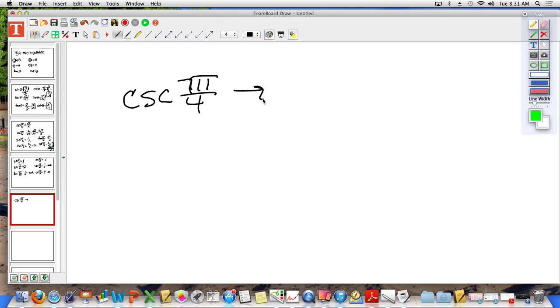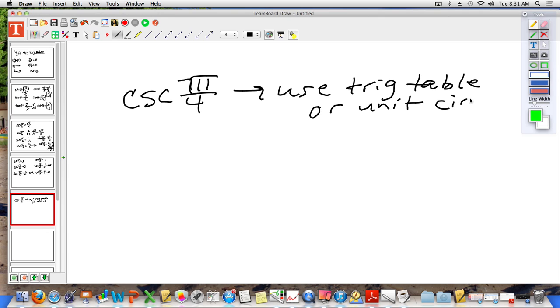So I'm just going to write: use trig table, or you can use your unit circle. All right, but what if I give you something weird like this? What if I ask you to calculate the secant of, let's say, 2 pi over 9? 2 pi over 9 does not show up on your unit circle or on your table. So this is what you need to do.